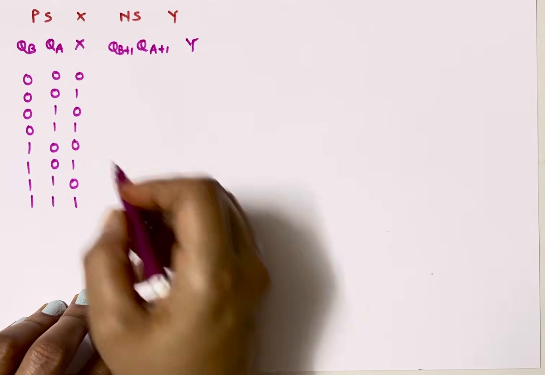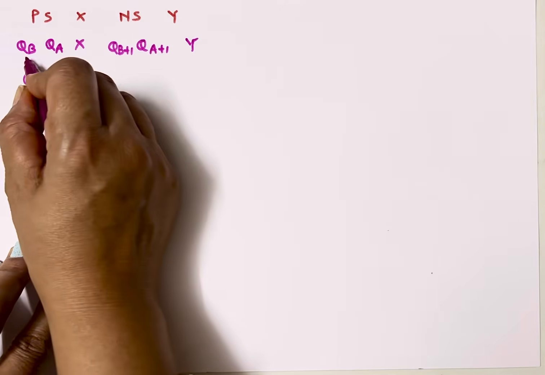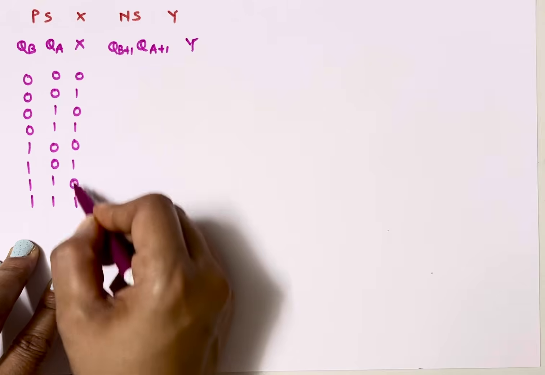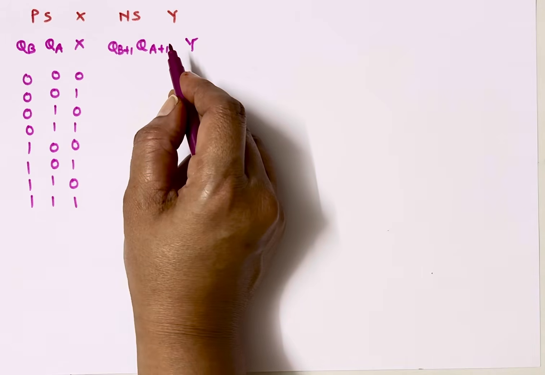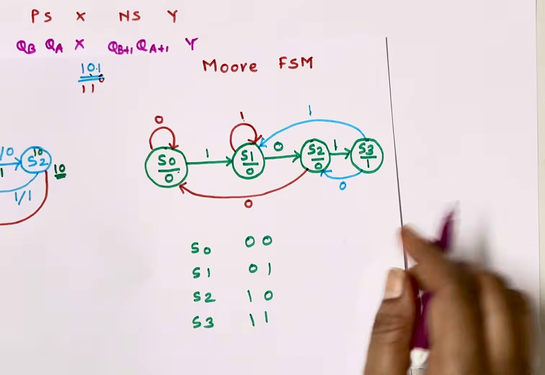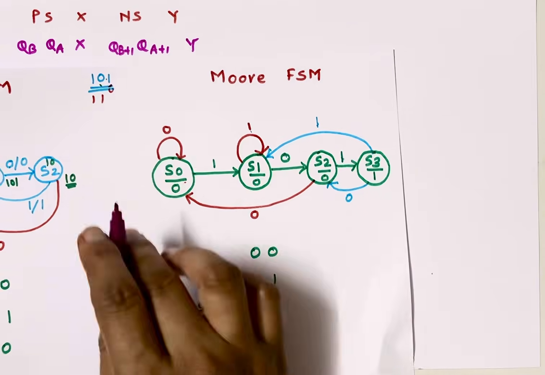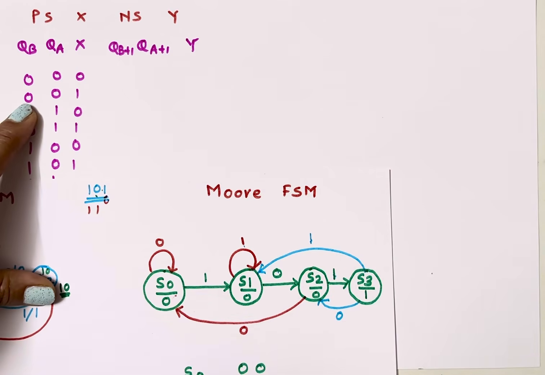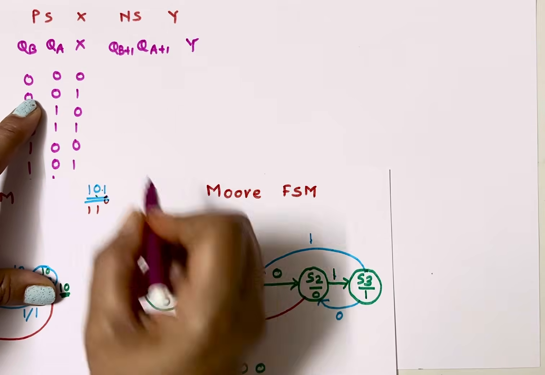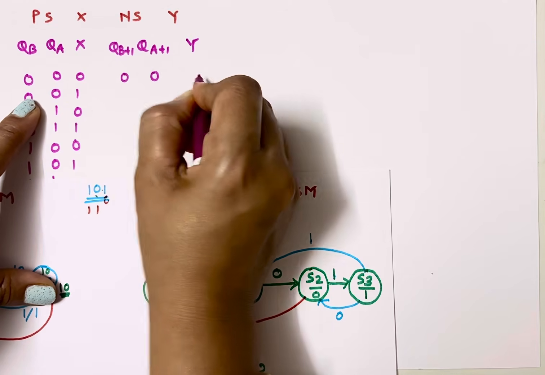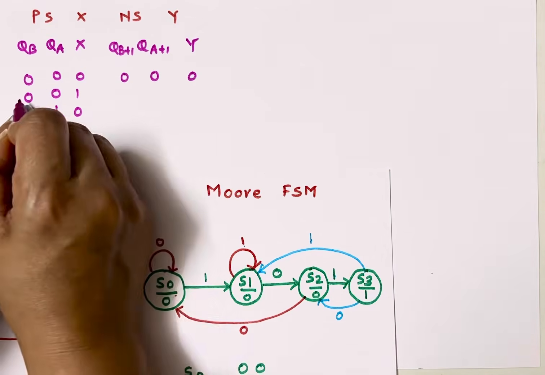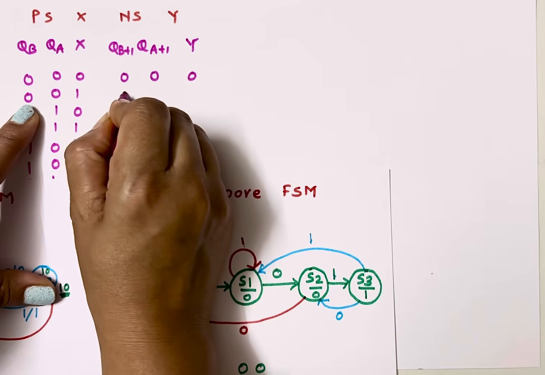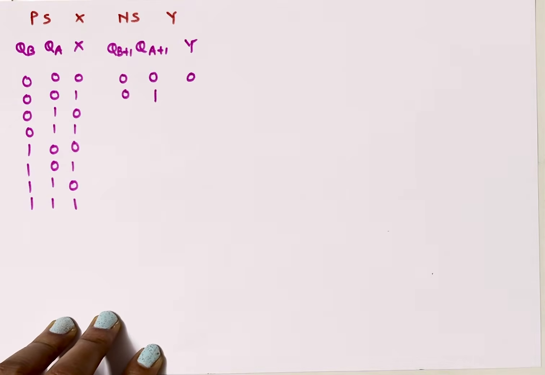For Moore FSM, we'll follow the same state. So this is my present state. This is my input, and I'll now identify the next state based on this state diagram. So the same steps I'll follow. When present state is 0, 0, so S0 is 0, 0, and if input is 0, next state is also 0, 0 and output is also 0. And if input is 1, next state is 0, 1. Similarly, I'll complete this table.